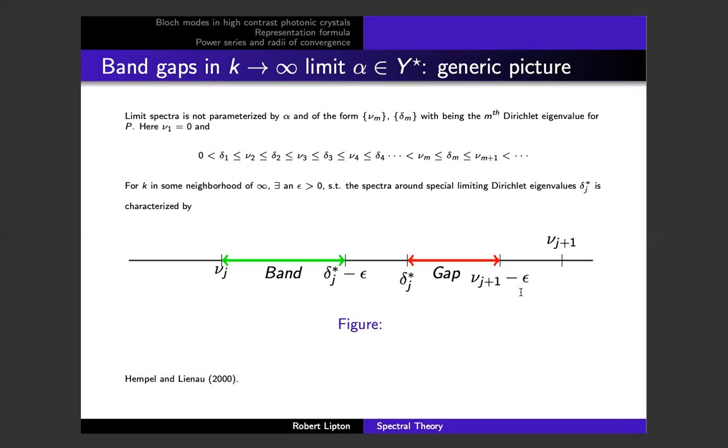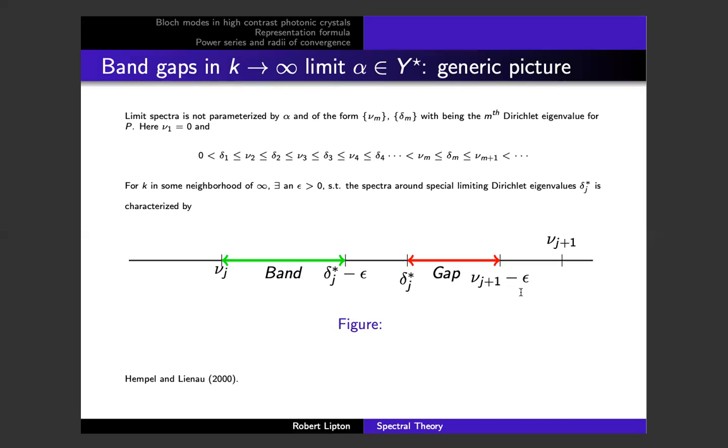Between nu j, which is a Dirichlet eigenvalue, and the next greatest Dirichlet eigenvalue, delta star, if we take away a little bit, delta star minus epsilon, we'll have a band in there. That will be a subset of the band. On the other hand, if you look at delta star and the next special eigenvalue above it, and you take away a little bit from that, you'll have a band gap. And they show that this is generic.